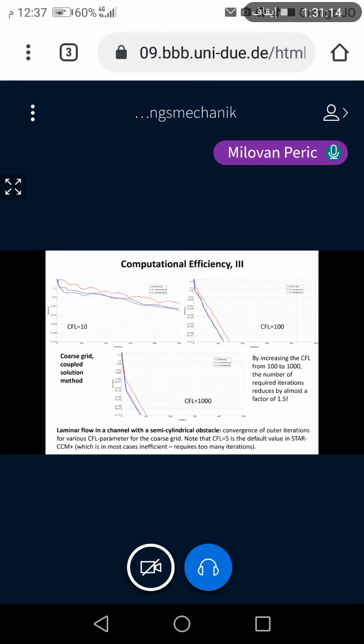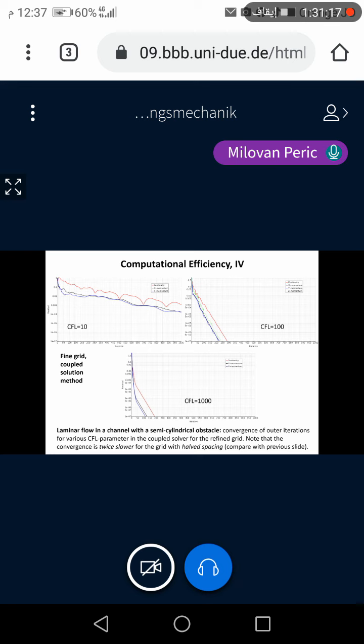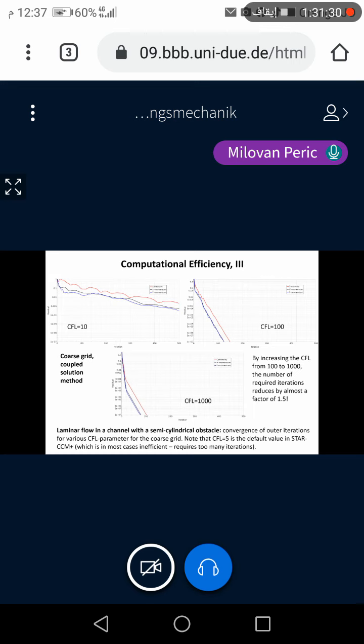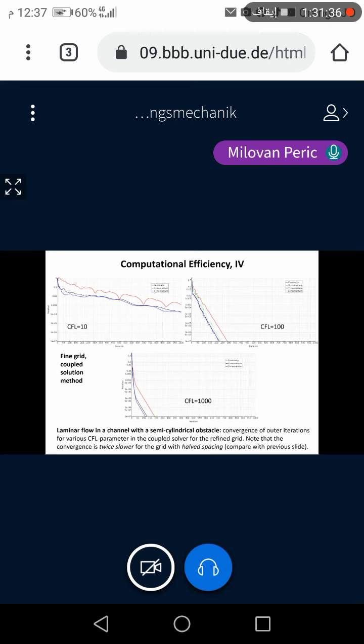If I refine the grid by a factor of 2, I see more or less the same thing as before, which is that you need twice as many iterations to reach the same residual level. So we see here 100 was enough for 10 to the minus 7. Here, with the fine grid, we need 200. So that gives you the feeling. As you refine the grid, you need more iterations to reach the same convergence criteria. Now, you need per iteration more computing time.